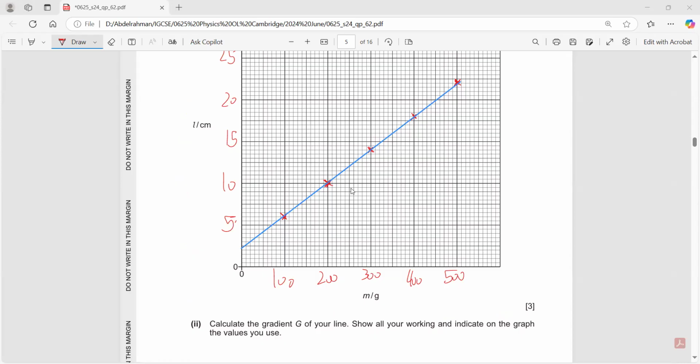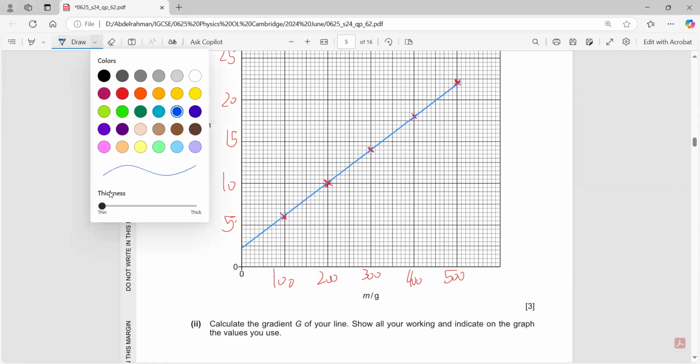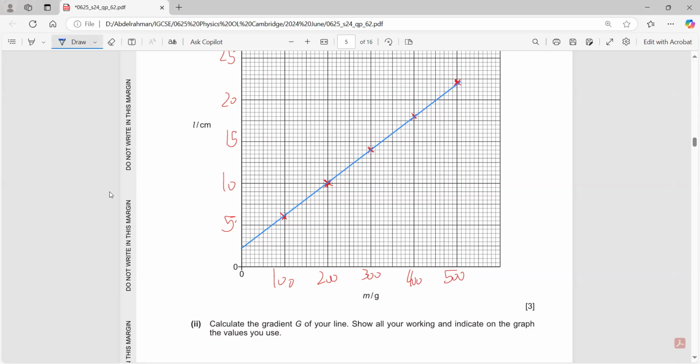Show all the working. Can I find the gradient? Yes, y2 minus y1 over x2 minus x1. Again, you need to take 2 points from the graph. I usually take the 2 furthest points away. You cannot take 2 very close points. So I'll take this point along with this point, and you have to draw the triangle method. If you do not draw the triangle method, you will lose a mark.